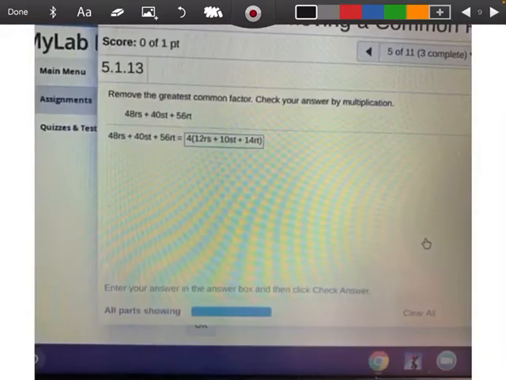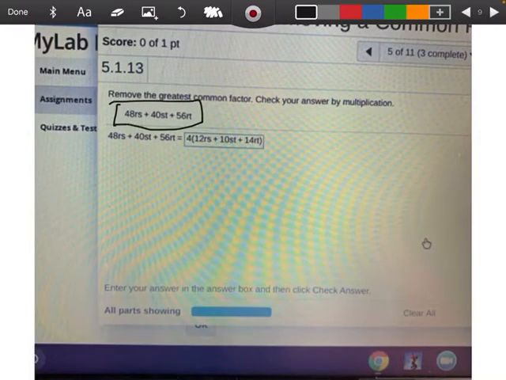There was another problem, so let me get it here. It says remove the greatest common factor and check your answer by multiplication. Okay, so what we're looking at here is the same type of problem. We want to see what is the common factor out of all of these numbers. So we have 48, we have 40, we have 56.